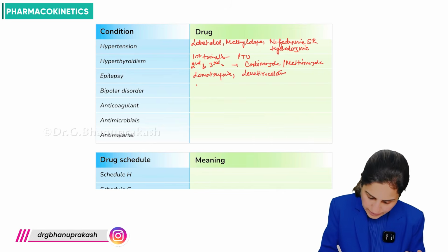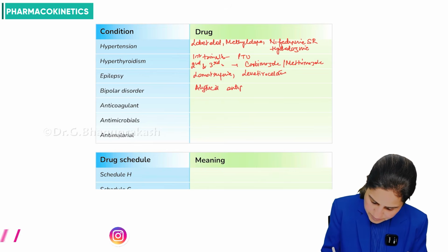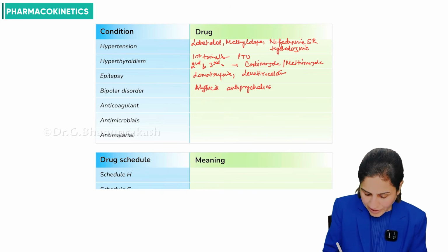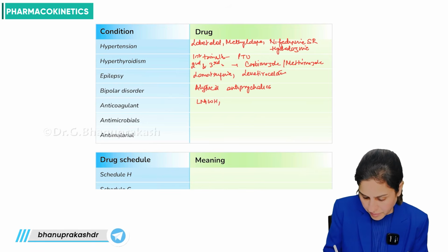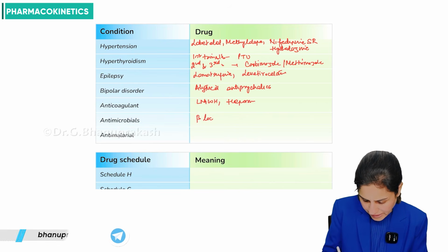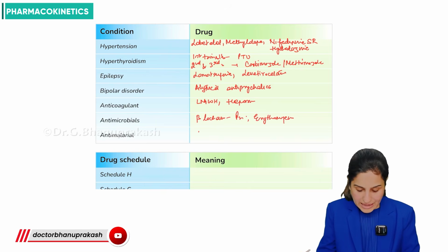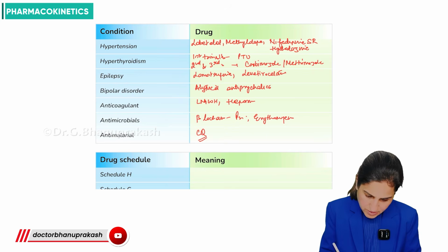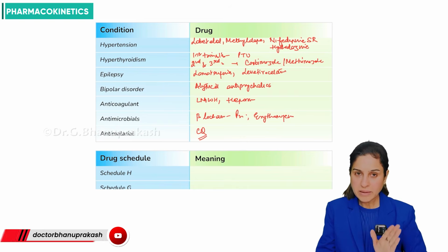Bipolar disorder, atypical antipsychotics. Anticoagulant, we can use low molecular weight heparin, or heparin can be used. Antimicrobials, beta-lactams like penicillins, they are safer, and erythromycin. Or antimalarials, the best drug is chloroquine, that is safer. So these are the drugs which can be used in pregnancy.